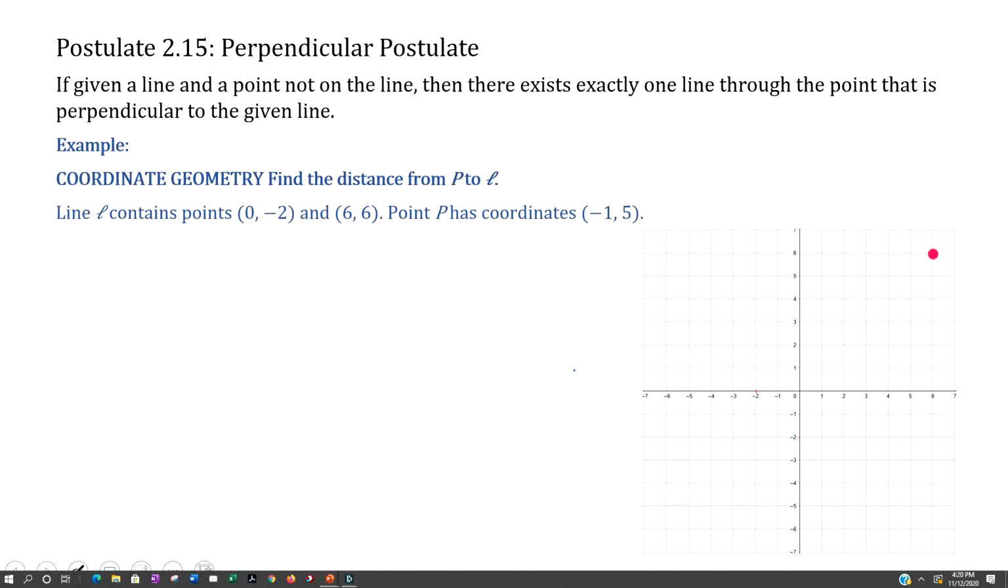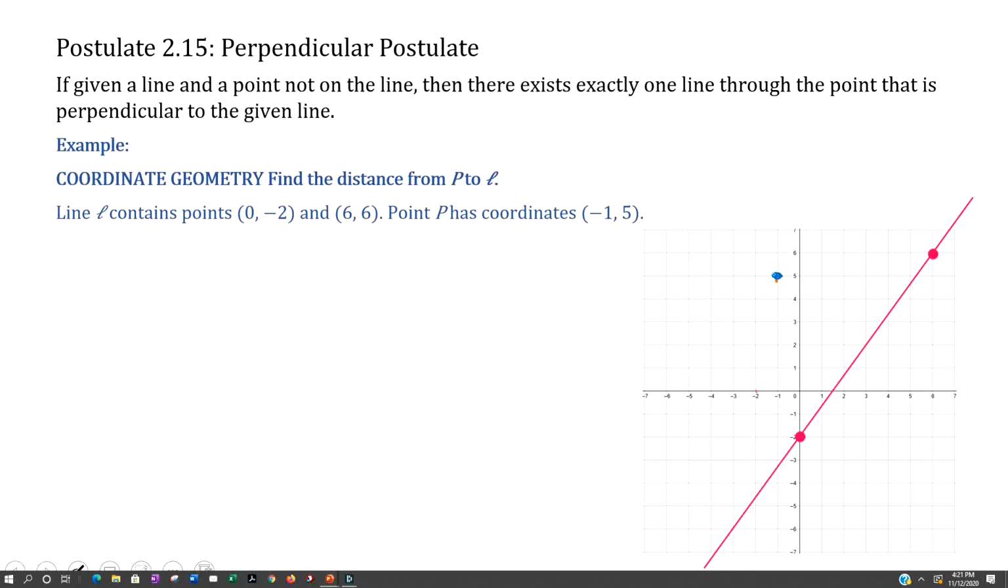So we have our points. We have a line P that contains 2 points, the point 6, 6 and the point 0, -2, and then there's our line through those points. And then we're also told that point P has coordinates of, that didn't come in very well. We have a point here at -1, 5. And what we're looking to do is find the distance from that point to the line. So we are actually going to have to figure out what the perpendicular is to our line.